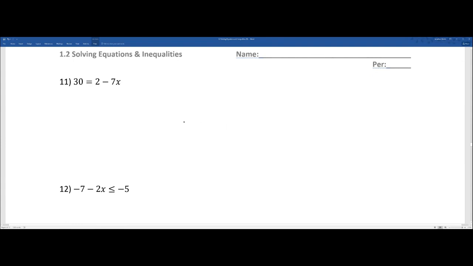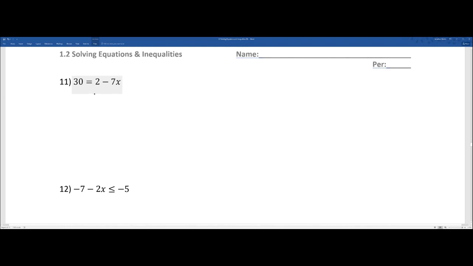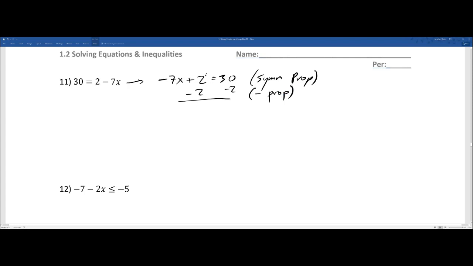All right, so I'll tell you what, let's go ahead and try number 11. We could use the symmetric property. Negative 7x plus 2 equals 30. So again, that's the symmetric property of equality. Let's go ahead and use the subtraction property to get rid of the plus 2. We have negative 7x equaling 28.